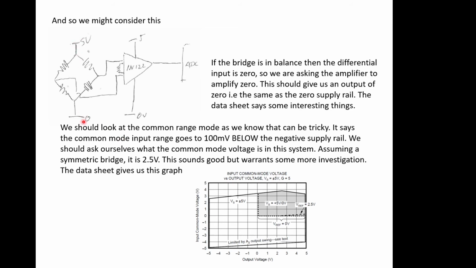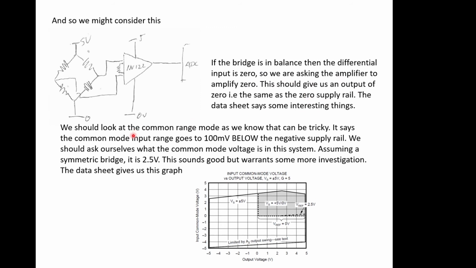We've got a 5 volt, a 0, 5 and a 0, differential across here. The difference here is likely to be 0 if this is in balance, but we know this thing can go down to 0. The bridge is in balance, the differential input is 0. So we're asking the amplifier to amplify 0. This should give us an output of 0, i.e. the same as the 0 supply rail. So, nothing in, nothing out sort of thing.